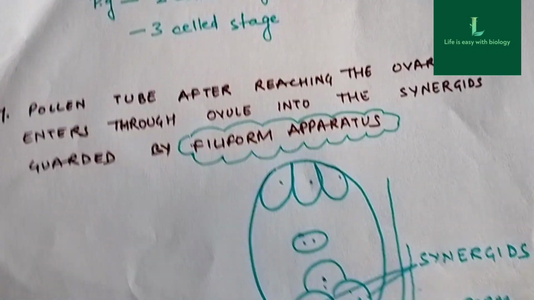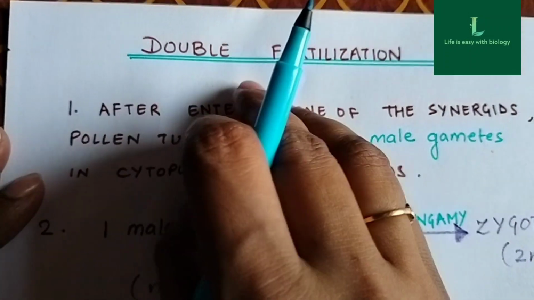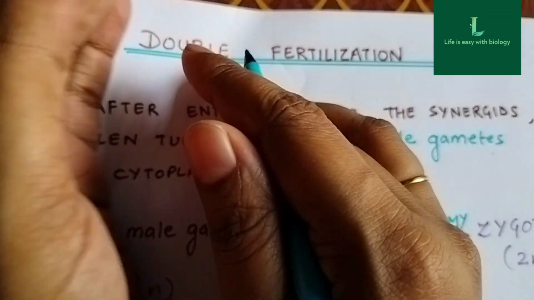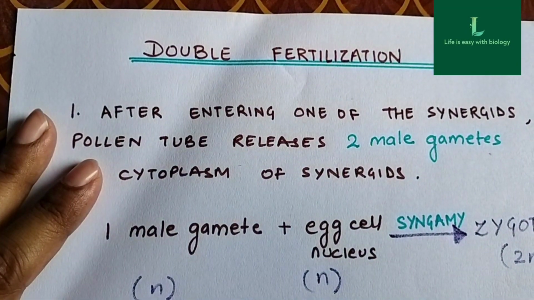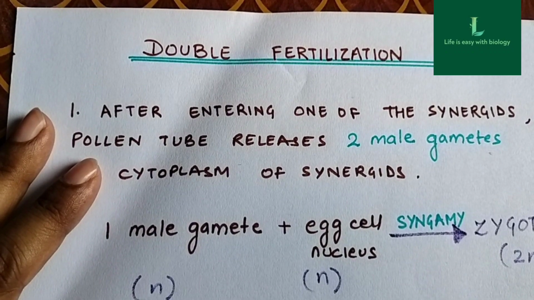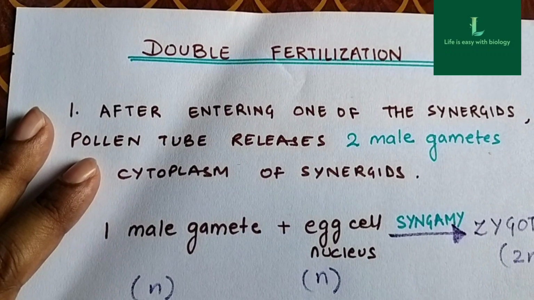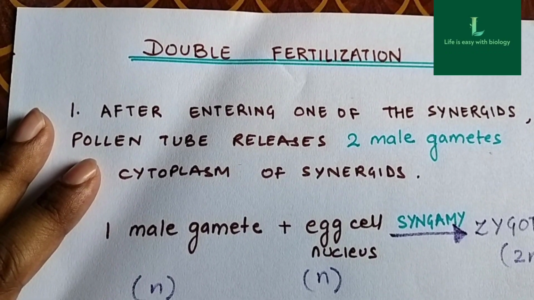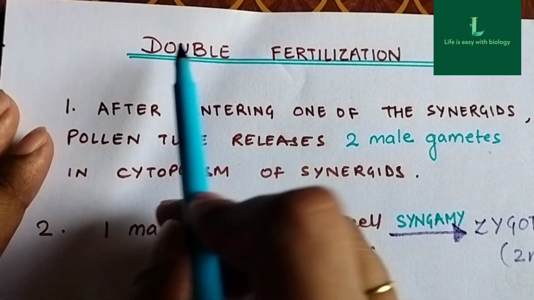Now we will study the process of fertilization. See student, fertilization is the second event in sexual reproduction in flowers, that is the angiosperm. Fertilization is the process of fusion of the male and the female gamete. In angiosperms, double fertilization takes place. Double मतलब 2 time fertilization हो रहा होगा, तभी double है.